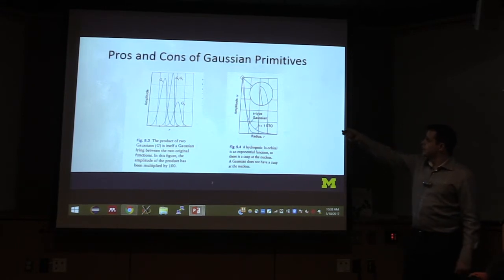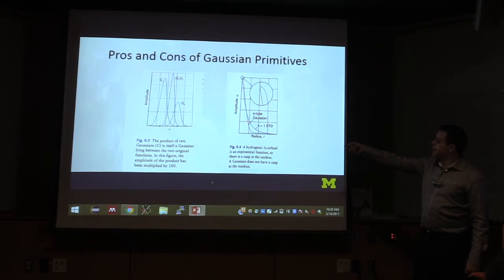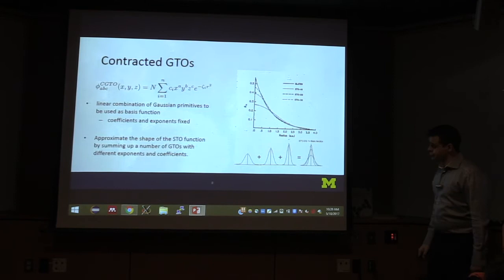So near the nucleus, the Gaussian primitives don't have this. This is the Gaussian primitive. This is the Slater type orbital. The Gaussian primitives don't have a cusp, which is what we want. Furthermore, very far from the nucleus, the Gaussian primitives decay much faster than the Slater type orbitals.